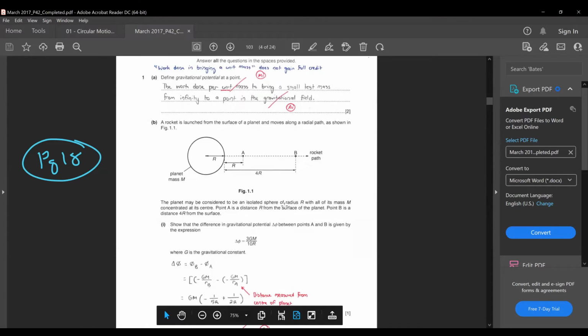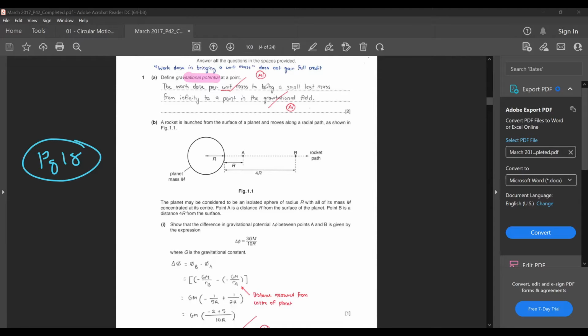Okay, now define gravitational potential at a point. This one again is just something that you would have learned from last week. The definition is written in the notes. It is just work done per unit mass to bring a small test mass from infinity to a point in the gravitational field. This one is worth 2 marks. You just say something about work done to bring test mass from infinity to a point. This is actually 1 mark. The other mark actually came from you mentioning per unit mass.